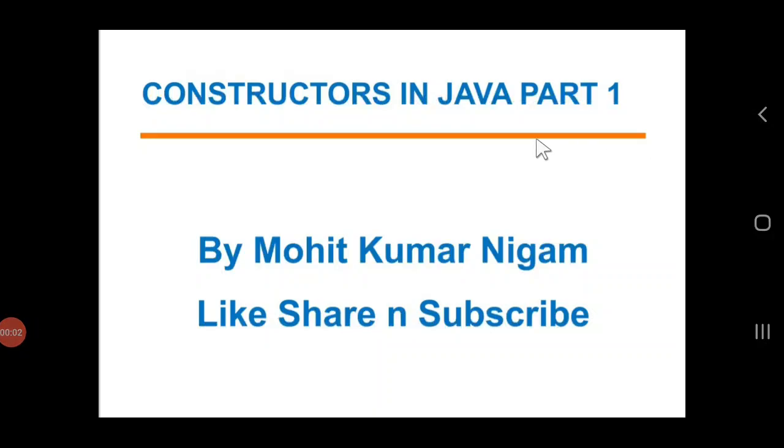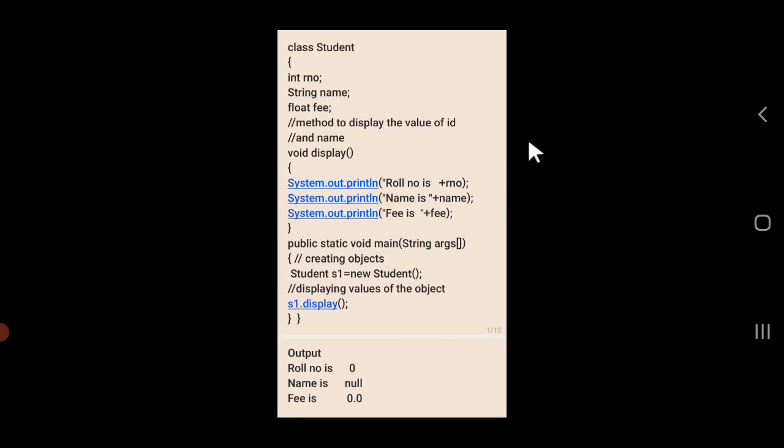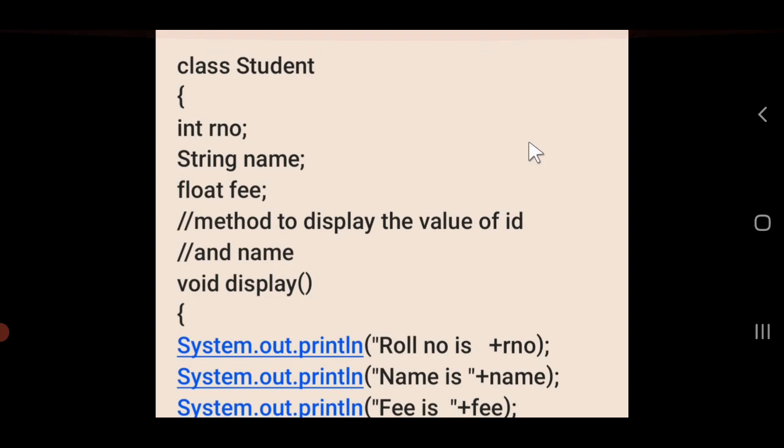Hello everyone, a very important topic in front of you, that is the constructors in Java, and this is part 1. Alright, students, we see one example here. You can see a class student and it has got data members. One is roll number or RNO, the other data member is name.